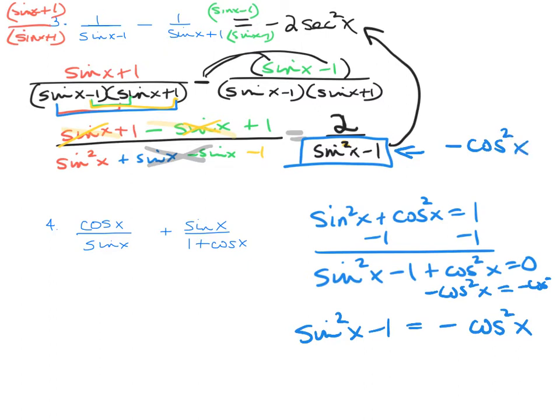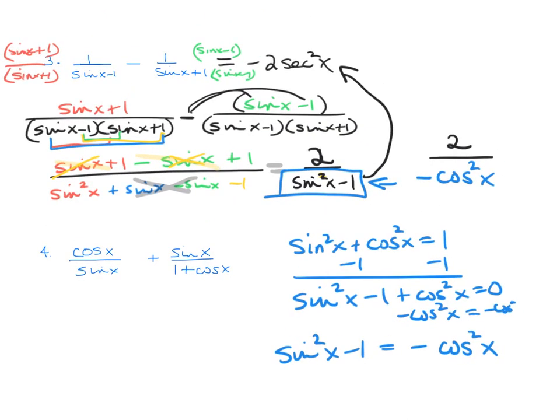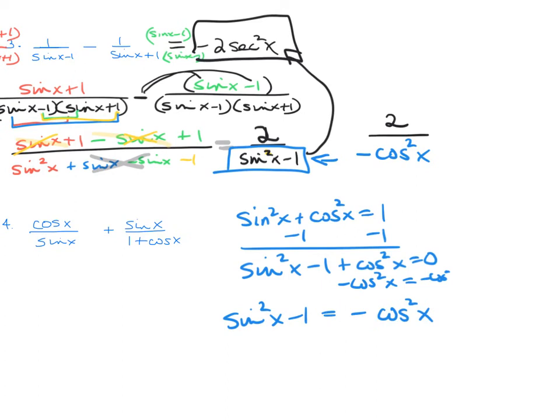The numerator is still the 2. Remember, I was trying to make it look like this. So cosine is the reciprocal of secant. So I can just move this to the top and now make it secant. And I made it look the same.